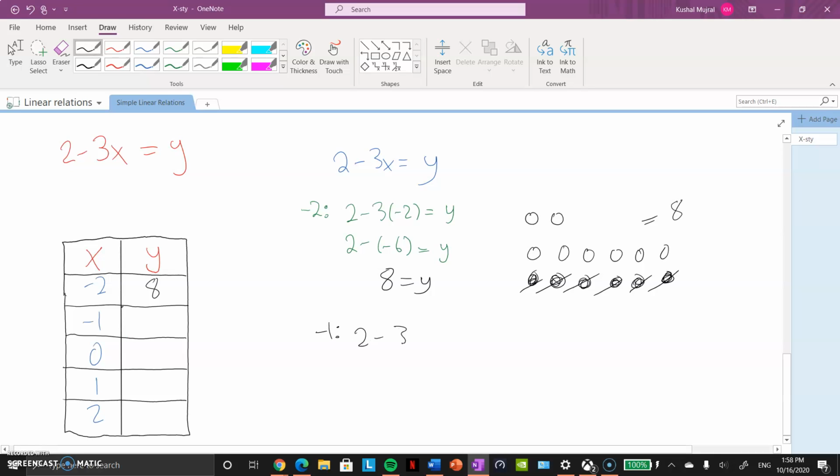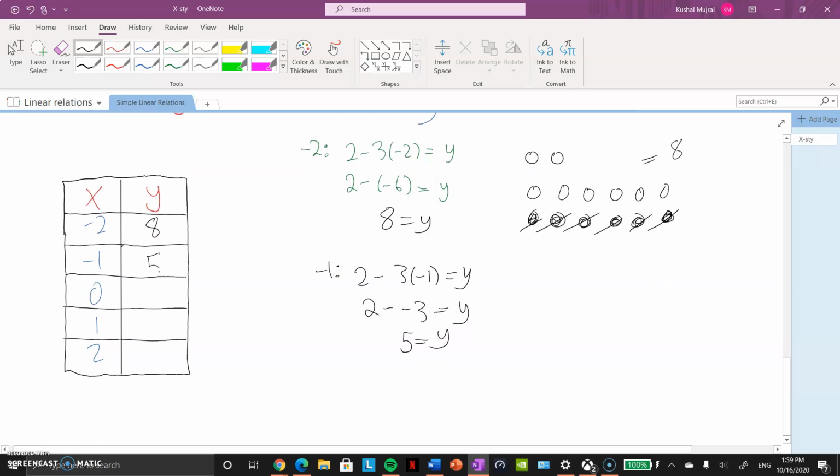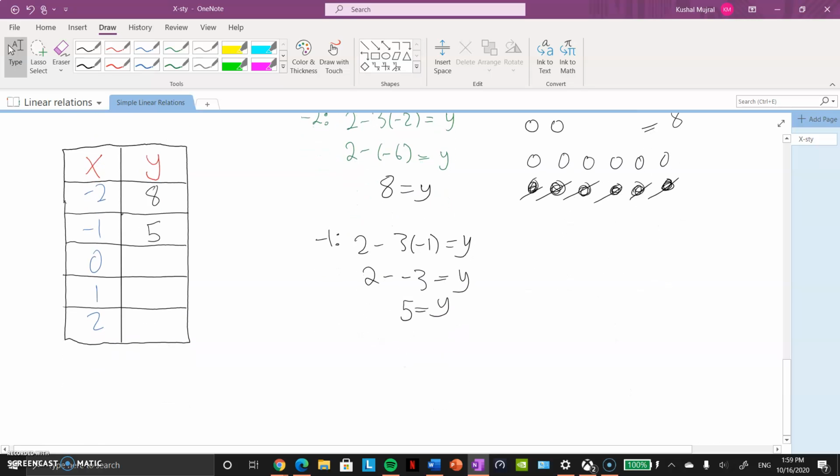Okay, so let's take a look at negative 1. So 2 minus 3 times negative 1 equals y. 2 minus negative 3 equals y. 5 equals y. Okay, that's what y equals. Y equals 5. Let's take a look at 0. 2 minus 3x equals y, so 2 minus 3 times 0 equals y. 2 minus 0 equals y. 2 equals y, so we just write 2 over here.